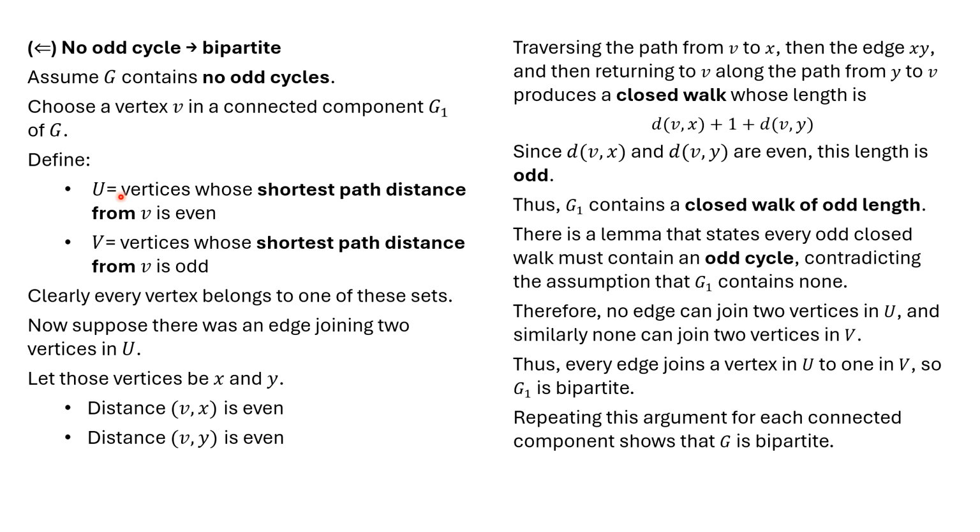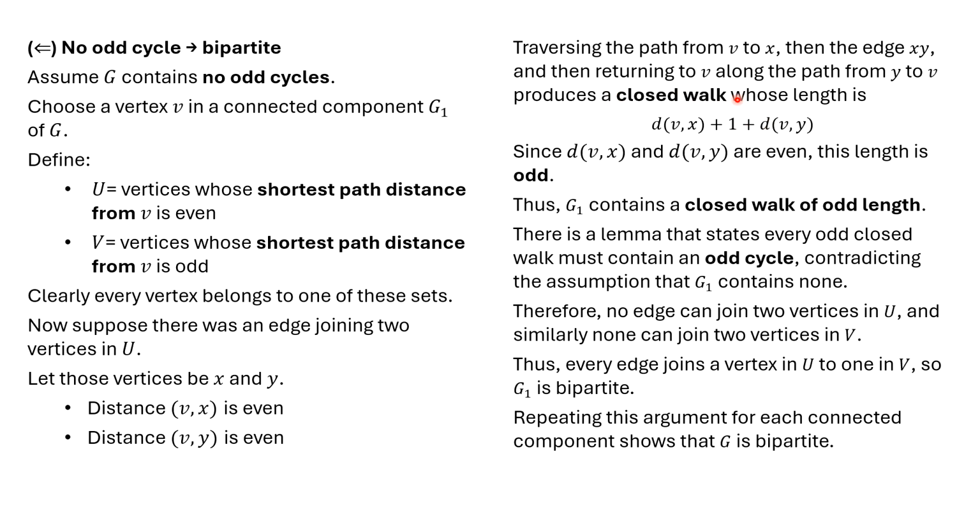Then, by the way we've defined U, the distance from v to x is even, and the distance from v to y is even. Traversing the path from v to x, then the edge xy, this edge here that we assumed, and then returning to v along the path from y to v, produces a closed walk. It's a key difference here from the previous proof. It's a closed walk in the sense that the edges may overlap, which potentially could cause a problem. So this is not necessarily a cycle, but there's a way of solving that.